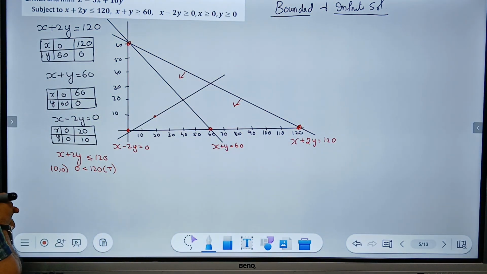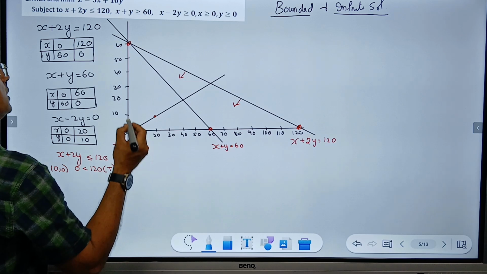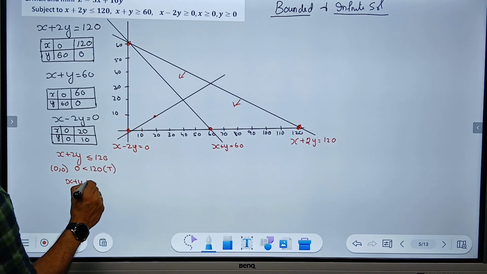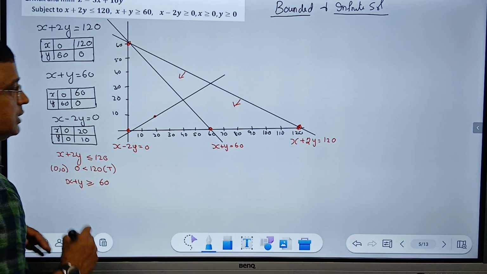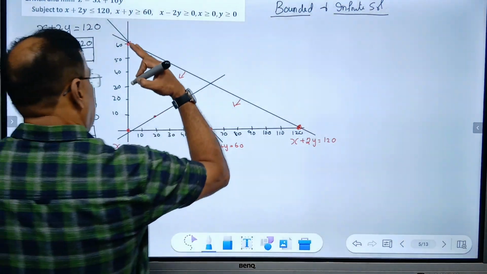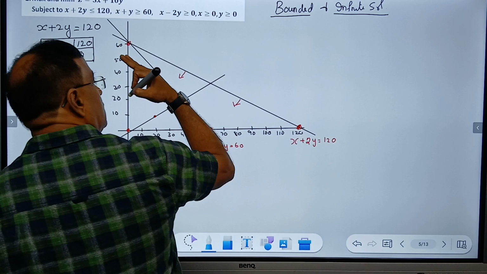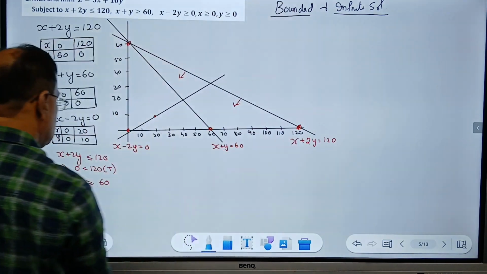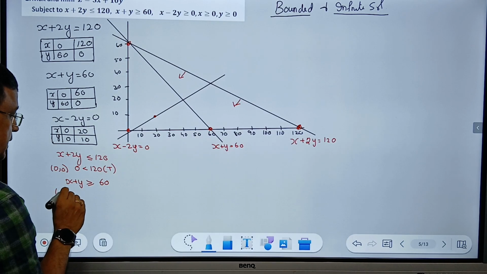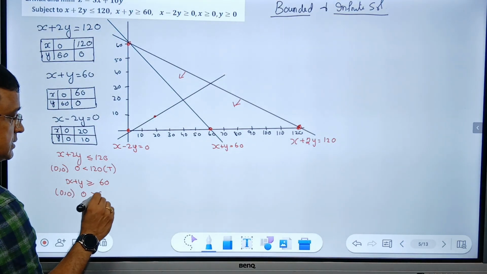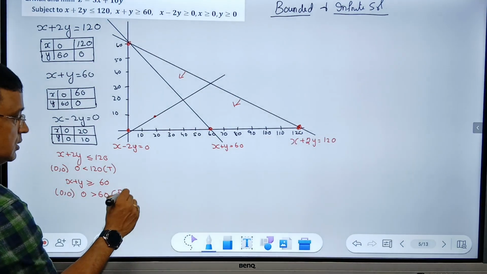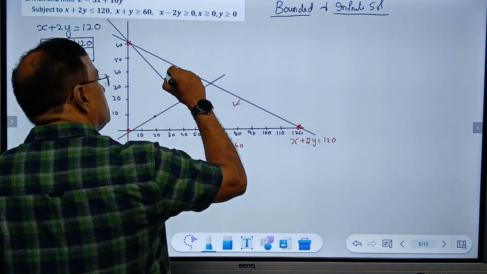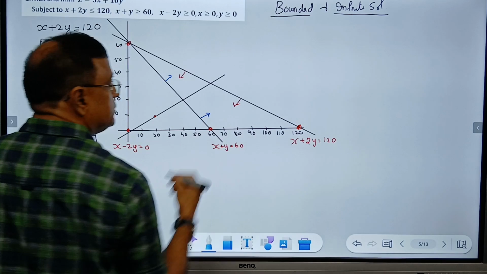Now the next one is x plus y greater than or equal to 60. So x plus y equal to 60 is here. So either it is towards origin or it is away from origin. So I substitute origin because it's easy to calculate. 0 is greater than 60, which is false. So it can't be towards origin. It has to be away from origin.